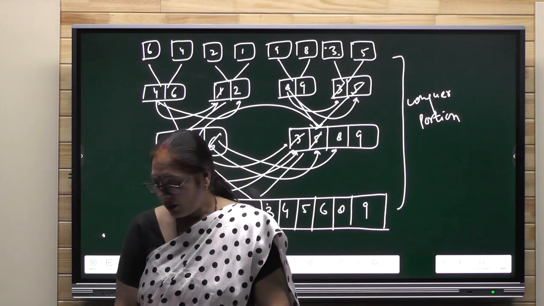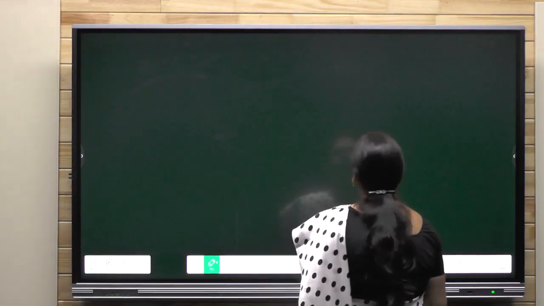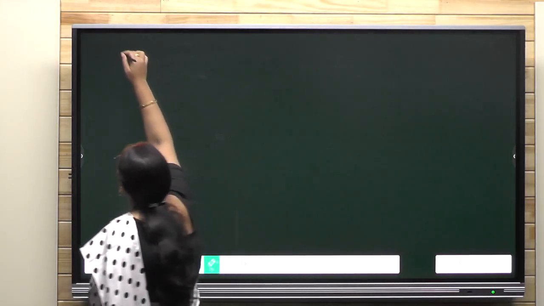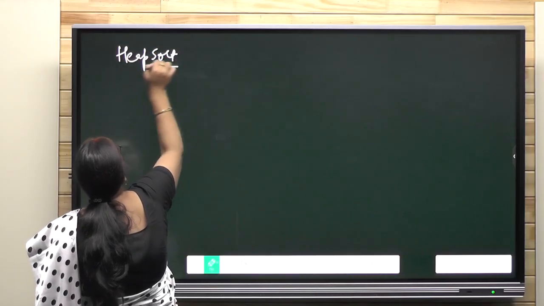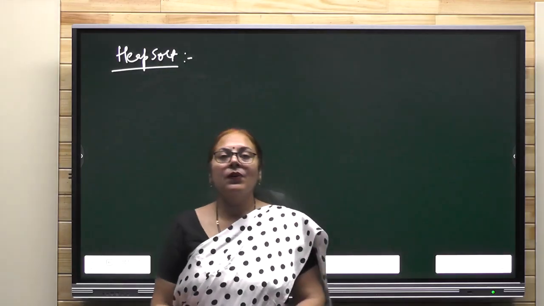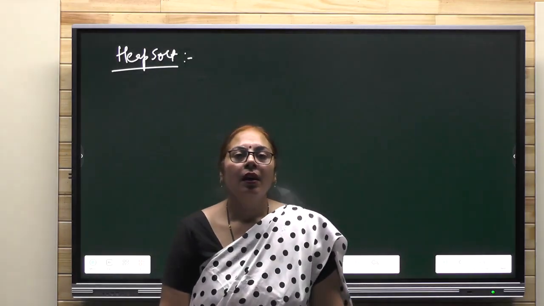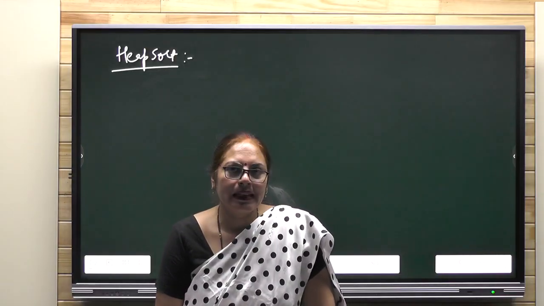Next working we are going to discuss is the heap sort. How does the heap sort work? As the name suggests, it is going to sort the elements or sort the array with the help of a heap. Now what is a heap? A heap is nothing but a tree basically.